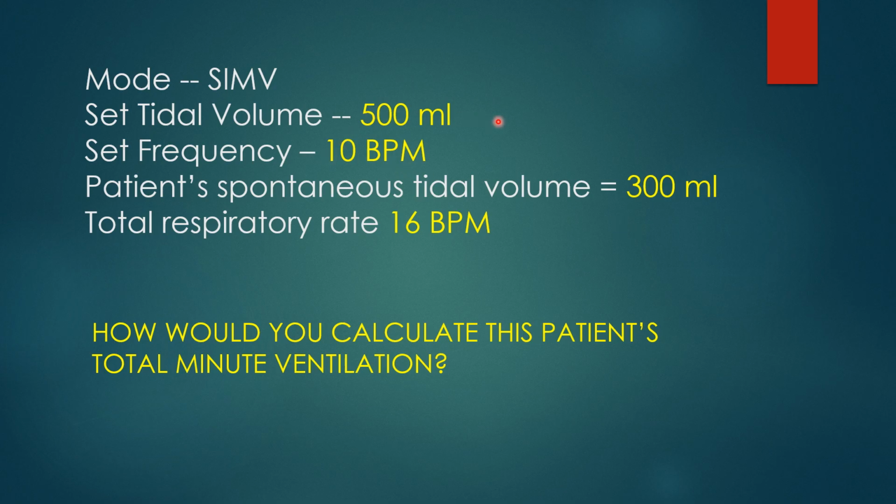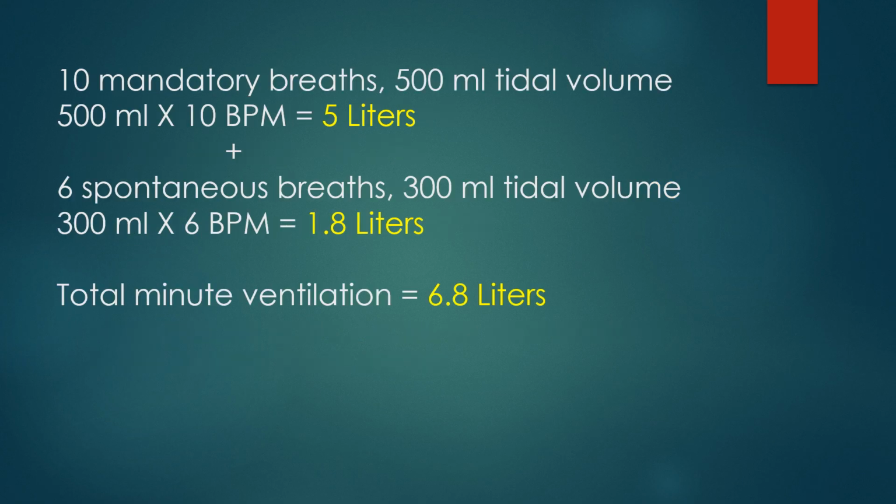10 times 500 would be 5 liters, but that's not his minute ventilation because he's adding to that 6 times 300. So 10 mandatory breaths, 500 tidal volume, 500 times 10 is 5 liters. And we add to that 6 spontaneous breaths, 300 milliliter tidal volume would be 300 times 6, 1.8 liters. We had 5 liters and 1.8 liters. His total minute ventilation is 6.8 liters.